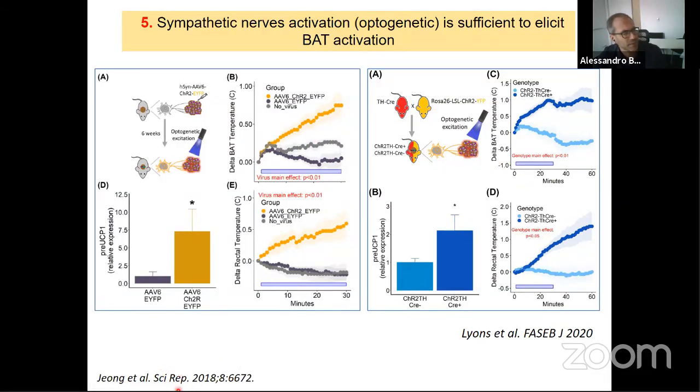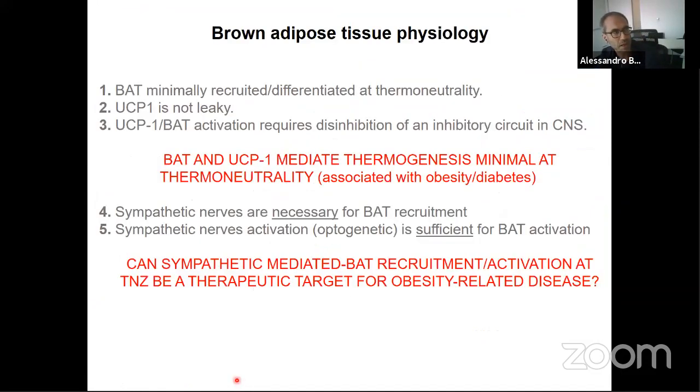And similar data were actually published a couple of years earlier by another group. So to summarize the brown adipose tissue physiology, all these conditions, minimal recruitment, the UCP1 not being leaky, the UCP1 requiring disinhibition really explain why the brown adipose tissue and UCP1 mediated thermogenesis is very minimal at thermoneutrality. Okay, it's not needed, it's not required, and it is a very expensive organ from a metabolic standpoint.